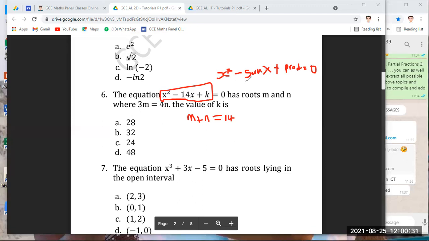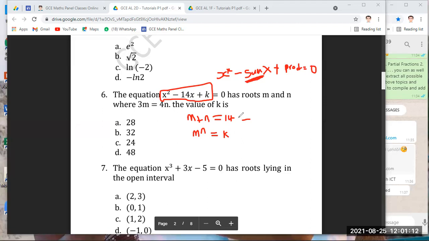So in this particular case, you see that minus the sum is equal to minus 14, and our sum here is m plus n because the roots are m and n. So minus 14 is equal to minus the sum, these minus signs cancel out, and we are left with m plus n is equal to 14. Why the product of roots m times n will be equal to k. But you have been told in this question that 3m is equal to 4n, so you can use this idea.